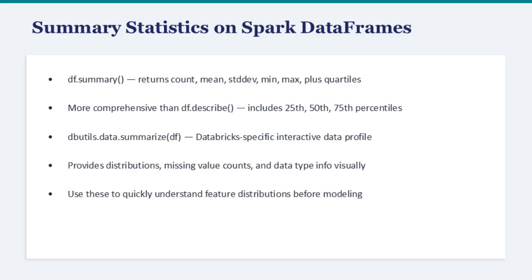Second is dbutils.data.summarize. This is Databricks specific. It generates an interactive visual profile of your data frame, showing distributions as histograms, missing value counts, data type information, and basic statistics. It is the fastest way to get a visual overview of your data. Use both of these to understand your feature distributions before you actually start the modeling. Understanding your data is the foundation of every good ML pipeline.